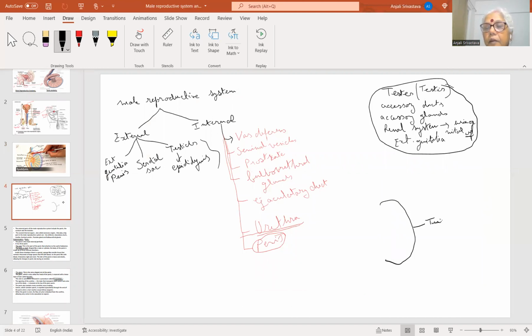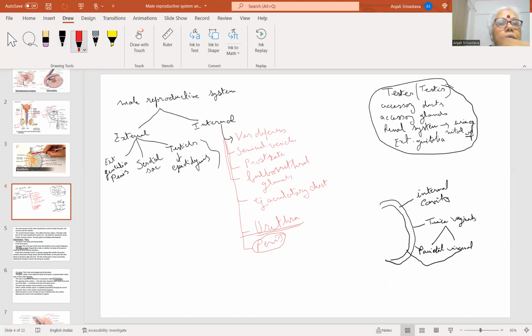The tunica vaginalis is divided into two parts. The outer part, or the outer membrane, is the parietal tunica vaginalis, and the internal one is the visceral part. This is the parietal layer, this is the visceral part, and in between these two layers is the internal cavity.